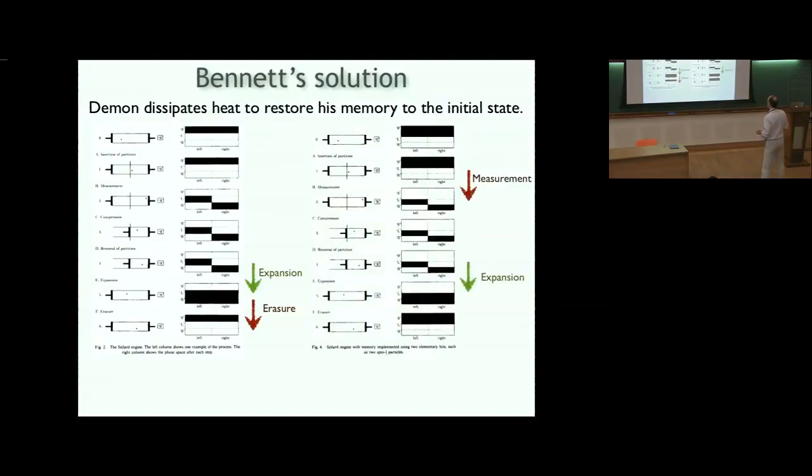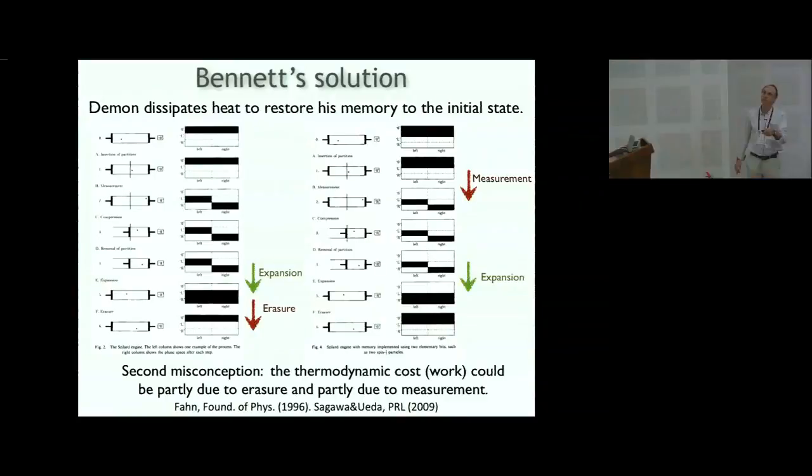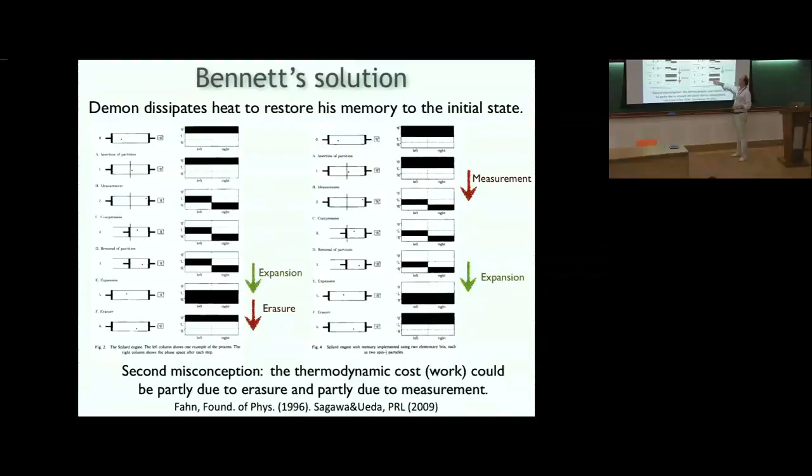This is a paper by Juan in 96, and he also made it more clear that sometimes, if your reference state, the difference between this picture is that the reference state is double the size. So here, when you reset your system, this is the eraser, you have your demon in left or right, and then you go to zero. And there is no compression because this volume is the same as this volume.